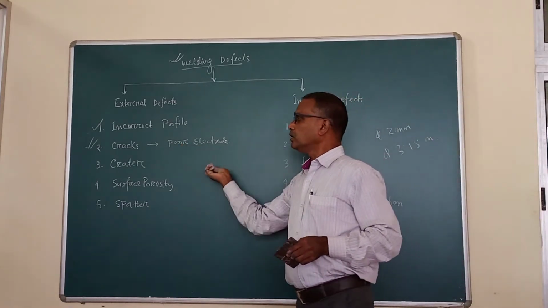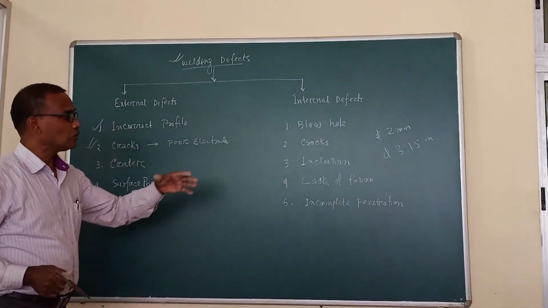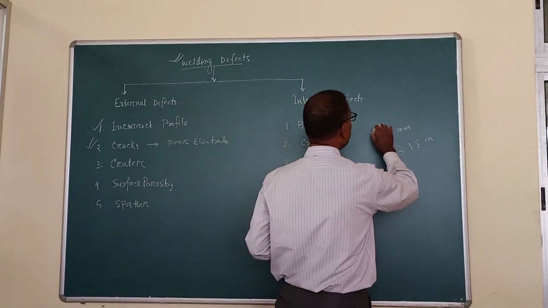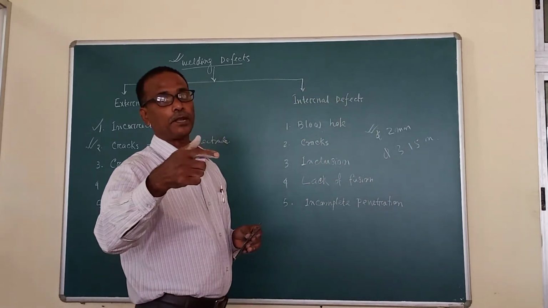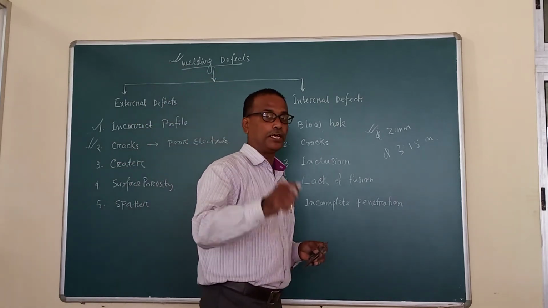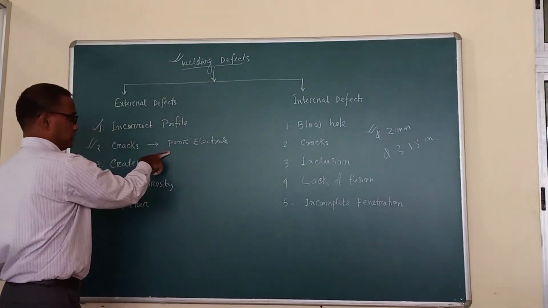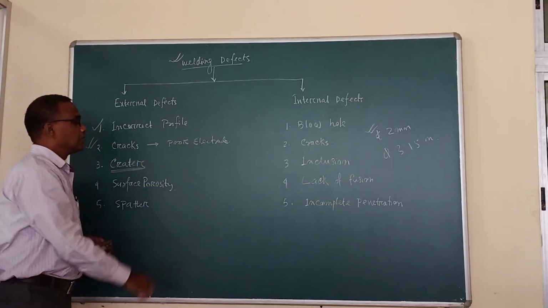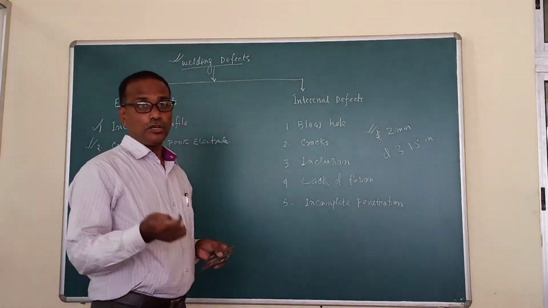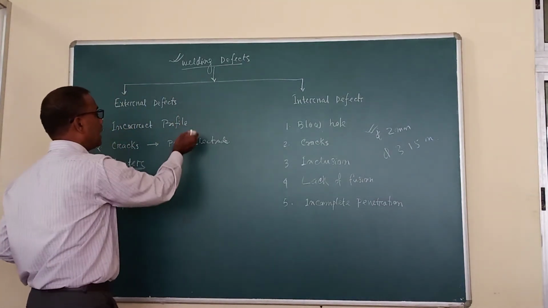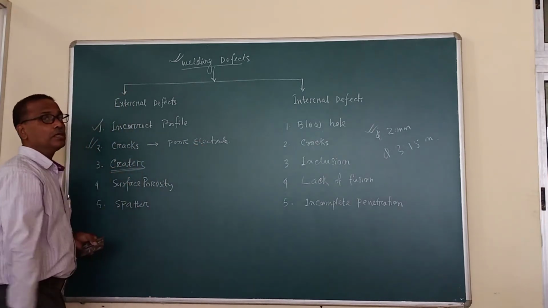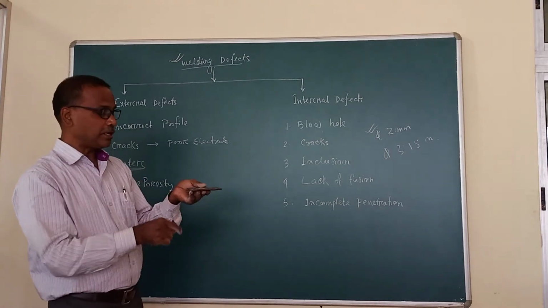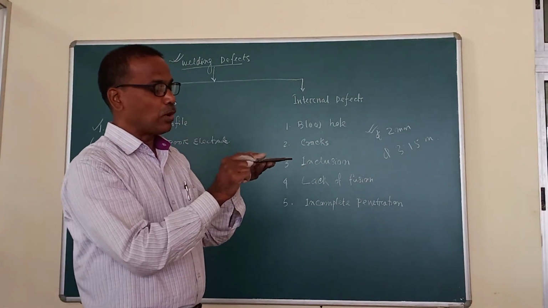For the proper electrode for the job, a table is given in your manuals. Different diameter electrodes are used for different purposes and different materials, I mean the size of the material. So due to poor selection of the electrode, cracks may occur. Next, crater. Again lack of skill and improper electrode, crater may form. Generally the crater always forms at the end of the welding bead.